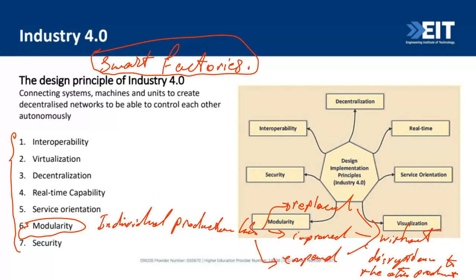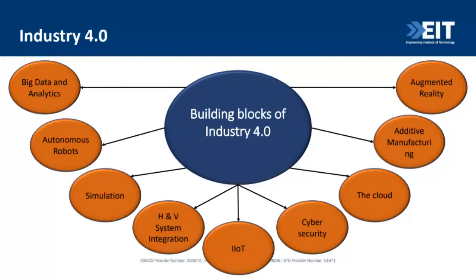And definitely security, cybersecurity, is the most important part of Industry 4. So what do we have? We have the building blocks of Industry 4. It includes big data and analytics, autonomous robots, virtualization simulation, horizontal and vertical system integration, industrial Internet of Things, cybersecurity, cloud and cloud computing, additive manufacturing, and augmented reality or virtual reality for simulation purposes.